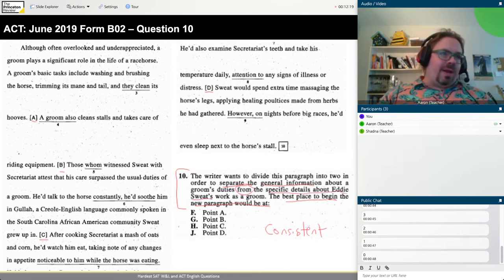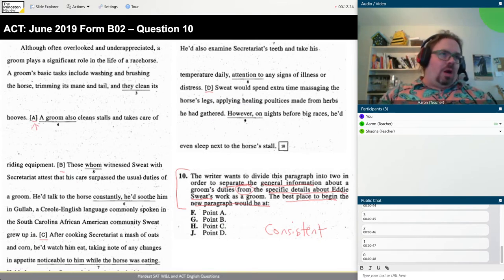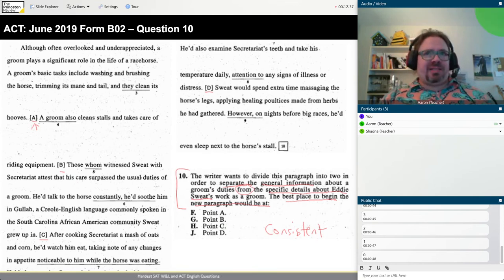So for instance, I go to point A, because it's our first answer, let's go to work process of elimination. So the sentence before: a groom's basic tasks include washing and brushing the horse, braiding its mane and tail, and cleaning its hooves. Okay, well that's definitely general information about a groom's duties. Now, after point A: a groom also cleans stalls and takes care of the riding equipment. That's still general information about a groom's duties. So we can eliminate answer choice F because point A isn't consistent with what we're trying to separate.